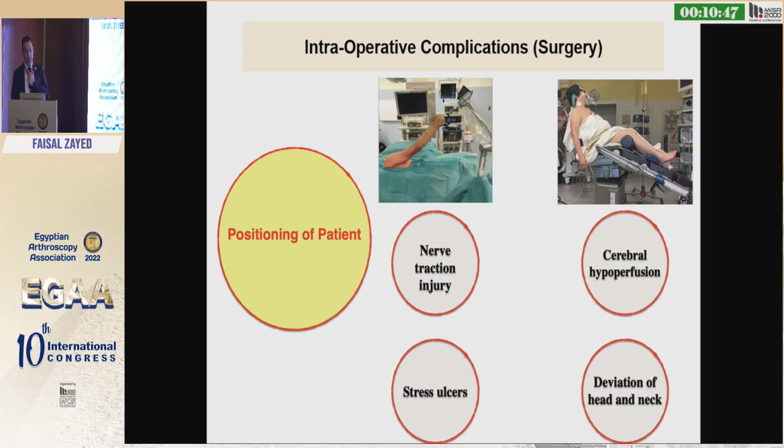Positioning of the patient. In the lateral decubitus position, you must keep in mind there is a high risk of nerve traction injury and also stress ulcers over the pressure areas on the contralateral shoulder or the common peroneal nerve on the contralateral knee. While in the beach chair position, there is a risk of cerebral hypoperfusion and cervical injury due to excessive deviation of the head and the neck during the procedure.